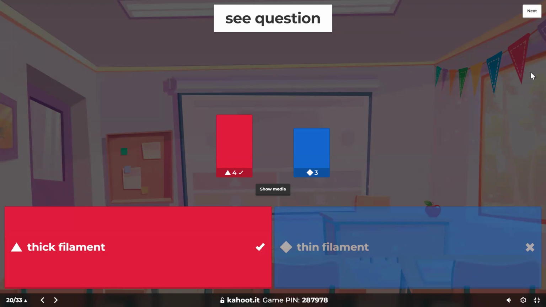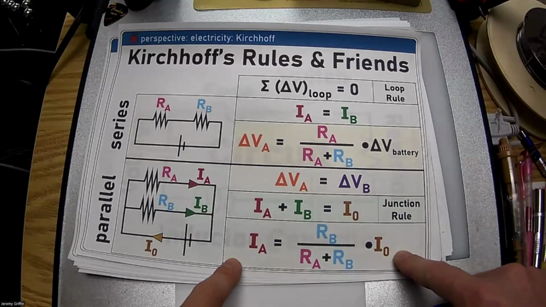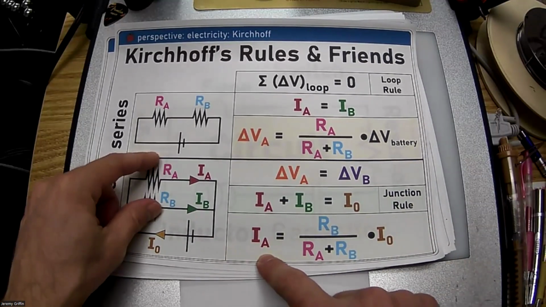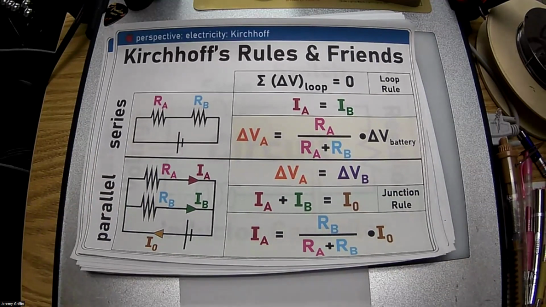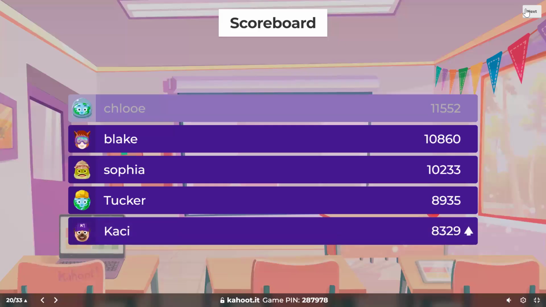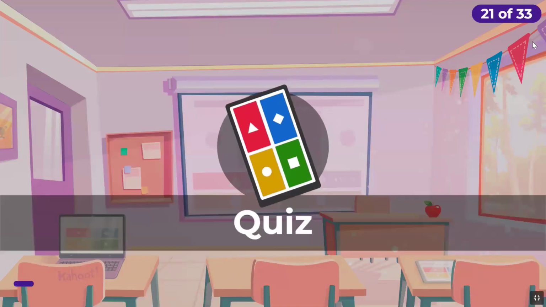And then, let me switch over just to point out the exact rule that I'm looking at. I'm looking at this rule right here, right? And so more current in parallel, so the current splits, and more current goes through the path of least resistance, is what this is right here. Okay, so that's that rule. All right, Casey, Tucker, Sophia, Blake, Chloe.